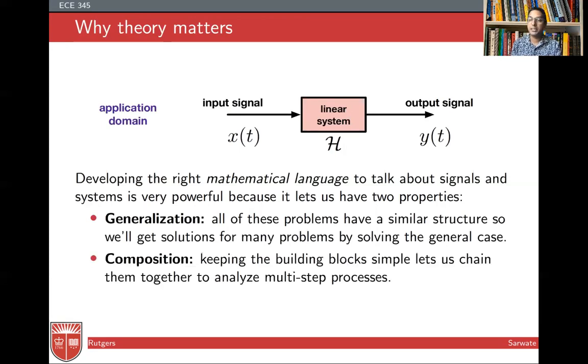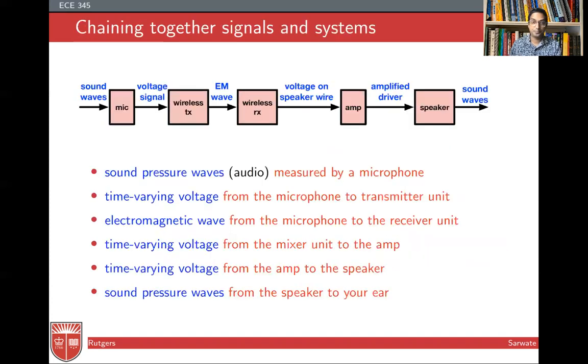The other thing is keeping it simple. By looking at boxes and arrows and analyzing theoretically what happens when we compose and put together boxes and arrows, it helps us keep things simple so that we can analyze more complicated systems, like multi-step processes. For example, when you receive something on a radio frequency, you have to do a whole bunch of processing to it before you can start decoding the bits, for example, if it's carrying digital information.